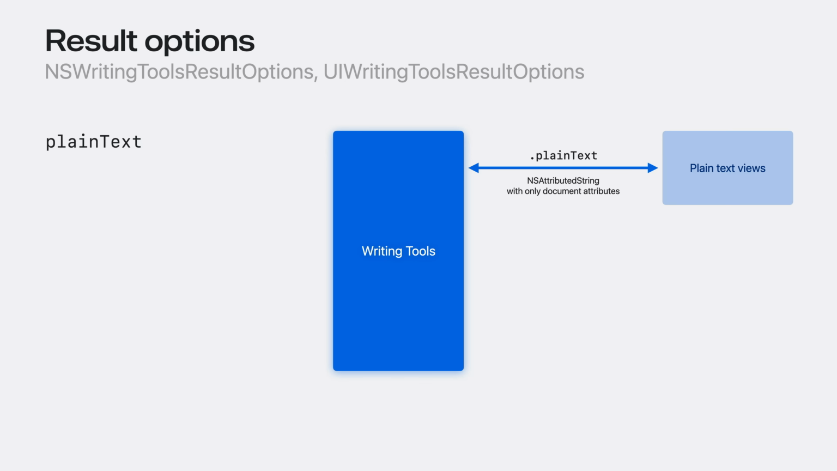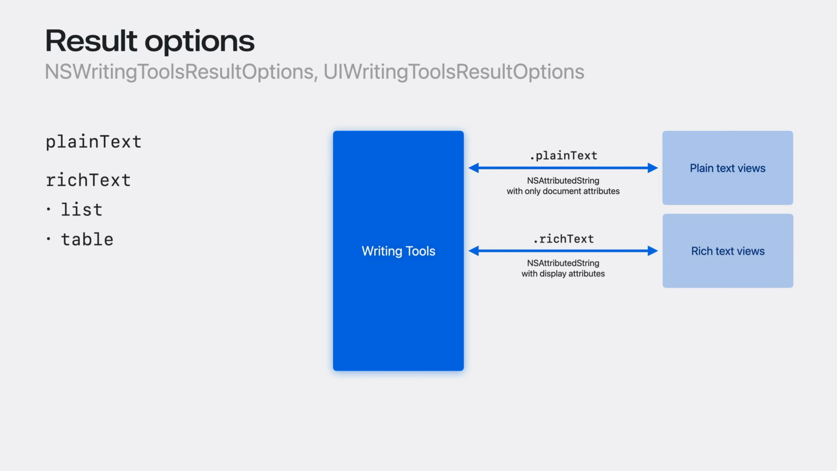To tell writing tools what kind of text your text view supports, use writing tools result options. For plain text views, use the plain text result option. Writing tools will still use NS attribute string to communicate with your text view, but you can safely ignore all the attributes inside. For rich text views, like the one in TextEdit, use the rich text result option, with or without the list and table options, depending on if your text view supports lists and tables.